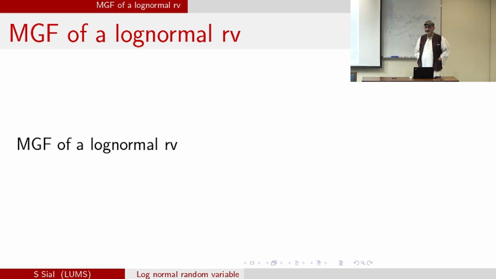MGF, the moment generating function. As I said, for the random variables that you use most, you'd want to have a table with their MGF, the first few moments, and so on and so forth, their PDF, PMF.